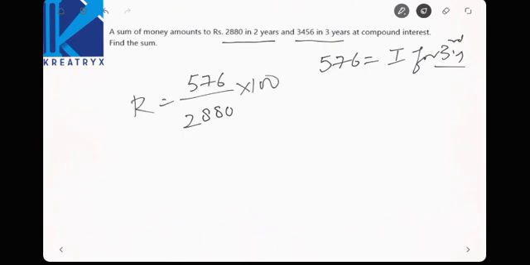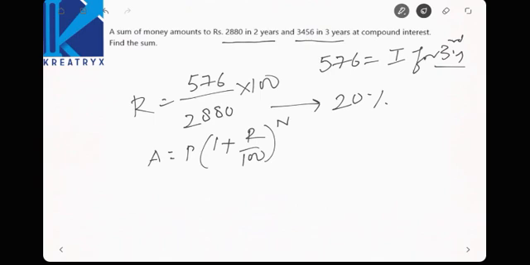Now what is the rate of interest upon calculations? 20%. 20% will be the rate of interest. Now find out the sum. Similarly, amount is equal to principal into 1 plus r by 100 to the power n. Substitute the given things, you'll get the answer.